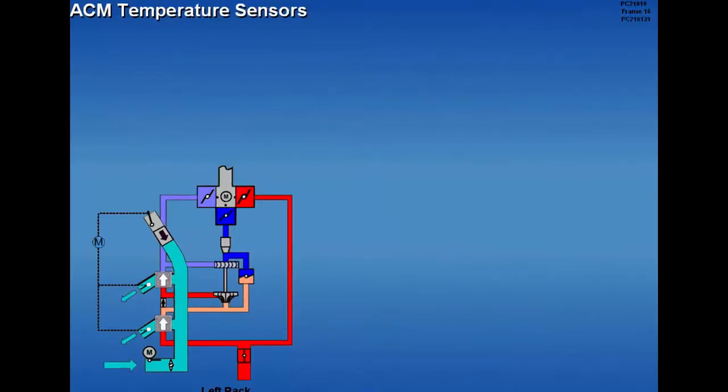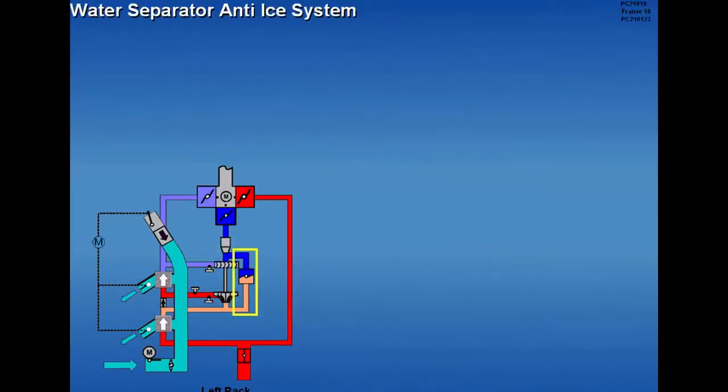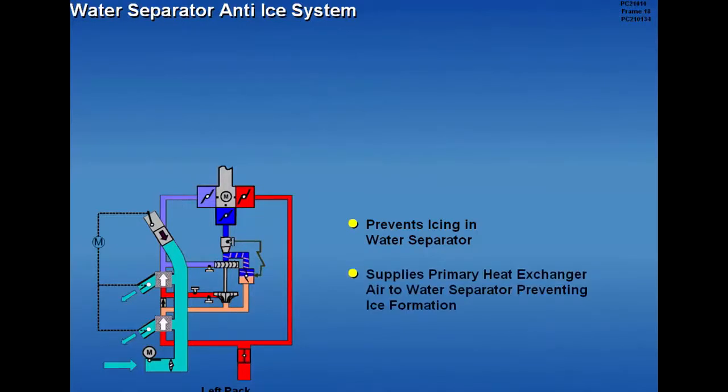Temperature sensors monitor compressor discharge temperature and turbine inlet temperature. A water separator removes condensed water from the ACM turbine discharge. An anti-ice system prevents icing in the water separator. An anti-ice valve coupled with a temperature sensor supplies warm air from the primary heat exchanger to the water separator, preventing ice formation.